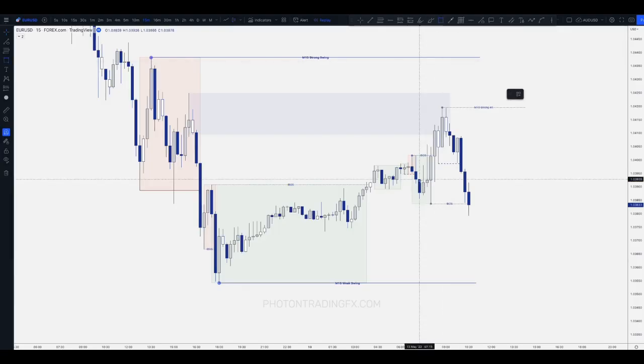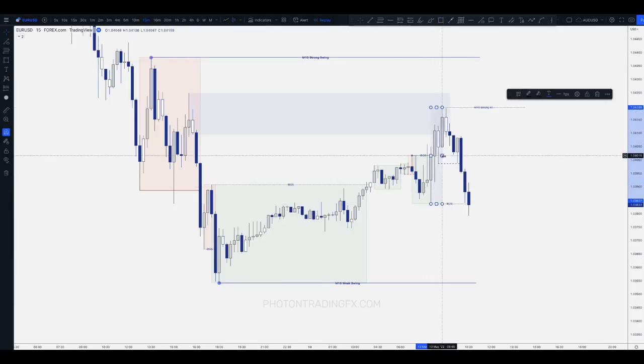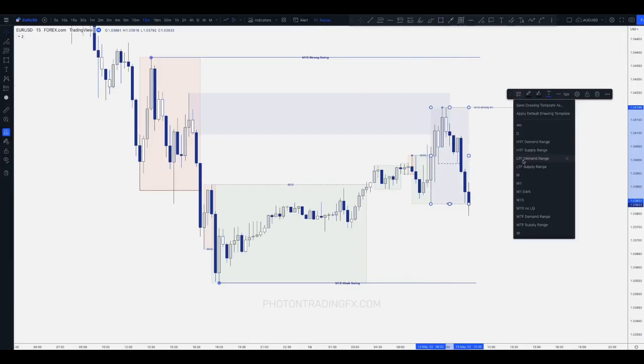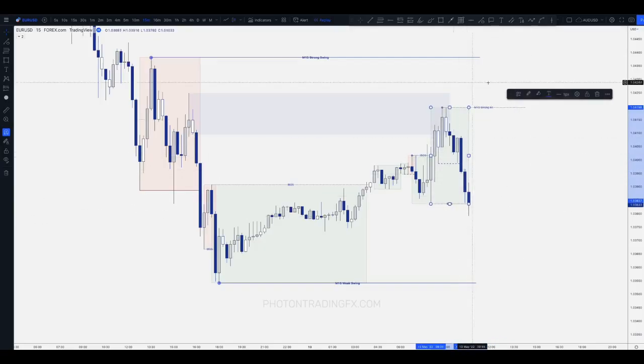What do we now have? We now have a bearish internal range. So from the low to the high, drag it across to where it's broken. And this becomes our M15 supply range.